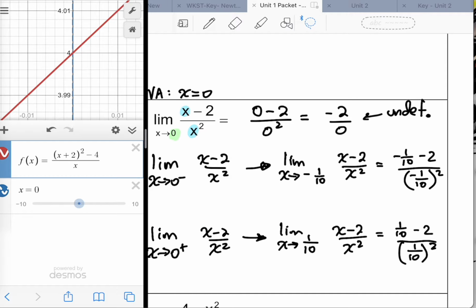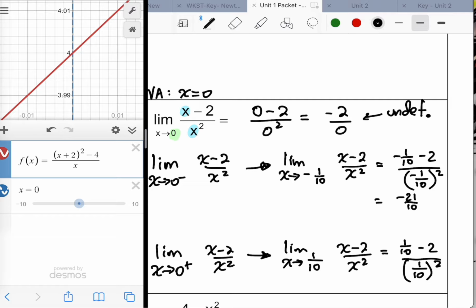So this is obviously more of a numerical approach, as you can see. But I tried to choose relatively convenient numbers because negative 1/10 minus 2 is negative 2 and 1/10, all right, which is easily converted into an improper fraction, negative 21 over 10. Negative 1/10 squared is 1 over 100. All right. Keep change flip, you're going to get negative 210. All right.